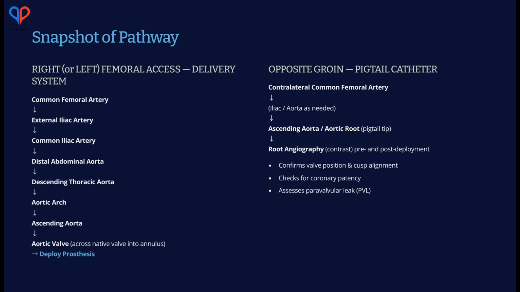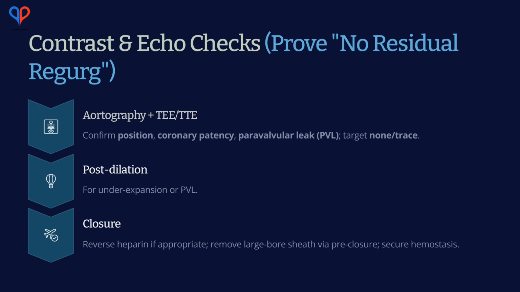At the same time, we place a pigtail catheter from the opposite groin into the aortic root. This contralateral pigtail is used to inject contrast for root angiography before and after deployment. The angiogram confirms valve depth and orientation, verifies coronary patency, and evaluates for paravalvular leak.